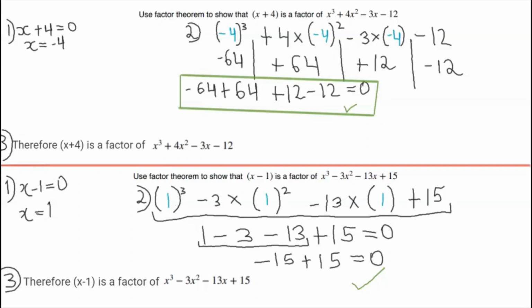So here are the answers. As you can see, we've used the same 3 steps again. We found x, which is minus 4 in the first question, we've subbed it in, and we've made it equal to 0 and proved, as we've done here, that it is equal to 0, and because of that, we can therefore prove that it is a factor of x cubed plus 4x squared minus 3x minus 12. And the same thing applies here, so in all these factor theorem questions, it's always going to be these 3 steps, and I hope you got the answer right.